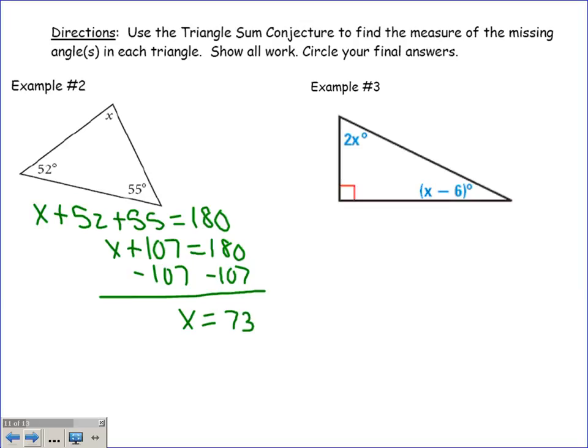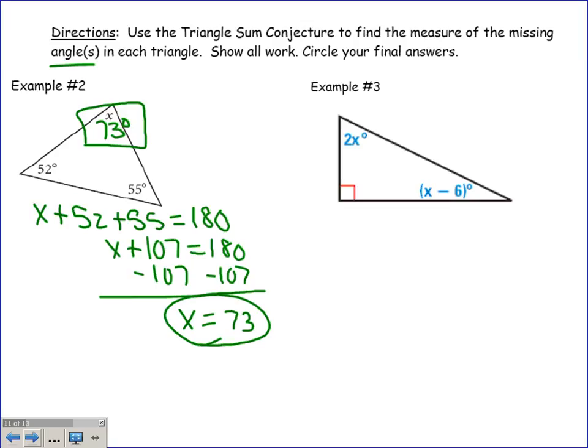So the idea here is it says, use a triangle sum conjecture to find the measure of the missing angle or angles in each triangle. Show all your work, circle your final answers. This says x equals 73. I'm also going to write 73 up here to show that's what the actual angle measurement is. You're going to see why I do this a little bit later on, because sometimes you're not just going to have x as your angle. Sometimes it'll be something like 2x or x minus 6, and we'll have to figure out what the measure of the angle is. We solve for x first, then we'll substitute it back in.